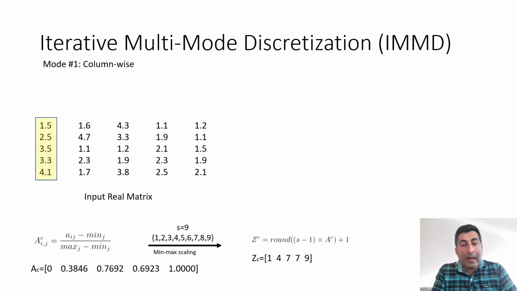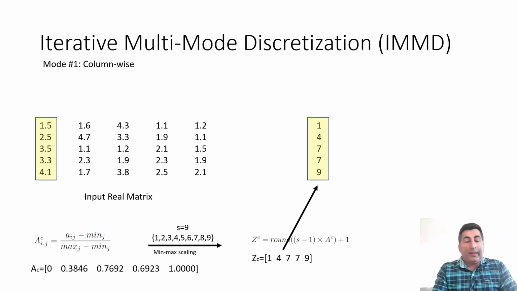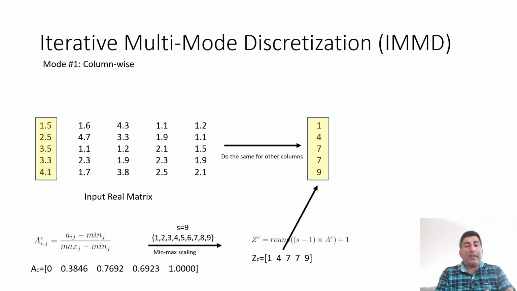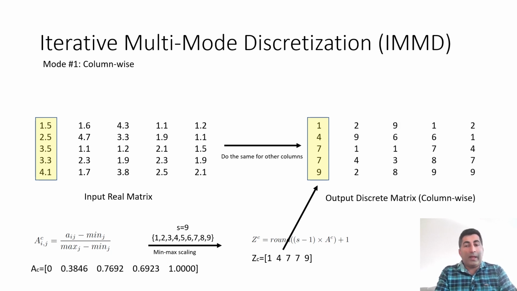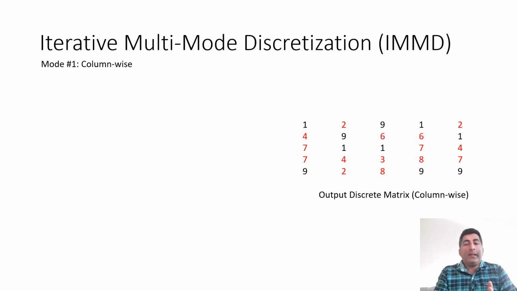In this example, 9 is an arbitrary number that we choose for a scale. In the paper, we propose a method for automatically adjusting this scale, but let's follow this example with a fixed scale. And then we obtain this first transformation for the column. We do the same procedure for all the columns, and then we have the output discrete matrix. This is the column-wise discretization.